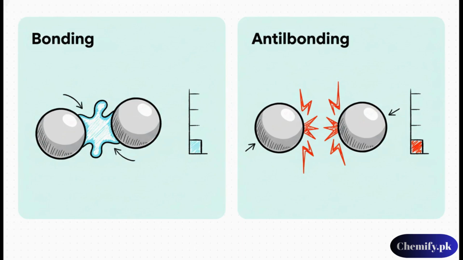One is called a bonding orbital. Think of it as the stable, low-energy basement apartment. Electrons here are happy, and they act like glue, holding the molecule together. The other one is an anti-bonding orbital.